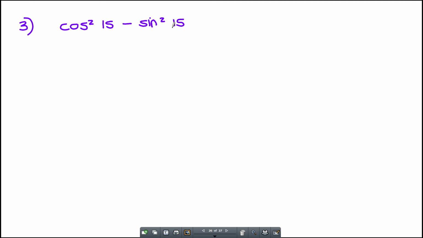'n Dubbelhoek identiteit. Nee, so in plaas van dit, wat gaan ek skryf? Wat nou? Sine of cos. Jy kan nie sine cos nie. Check in your textbook, which one? Daar sê. Dis dieselfde as, right, kom. Cos 2 times the angle, which was 15. En dit is dieselfde as cos 30. And what's cos 30? Special angle, met ander woorde? Square root 3 over 2. Ja.